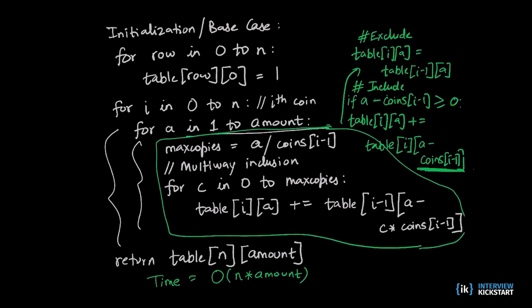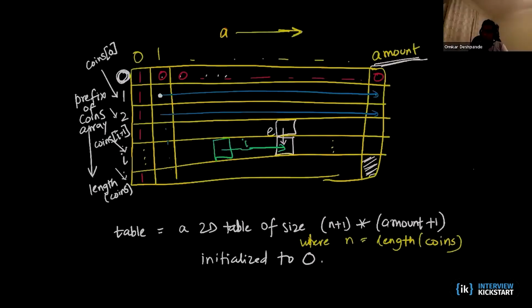I have a question on how you're calculating max copies. Is that A divided by coins of I, or coins of I minus one? The reason I took coins of I minus 1 is because I wanted to avoid treating the top row as including the 0th coin, since it is going to be a base case. And if I interpret the top row as including the 0th coin, then I would need to write a separate piece of code for what these values should be. They will not all be 0.